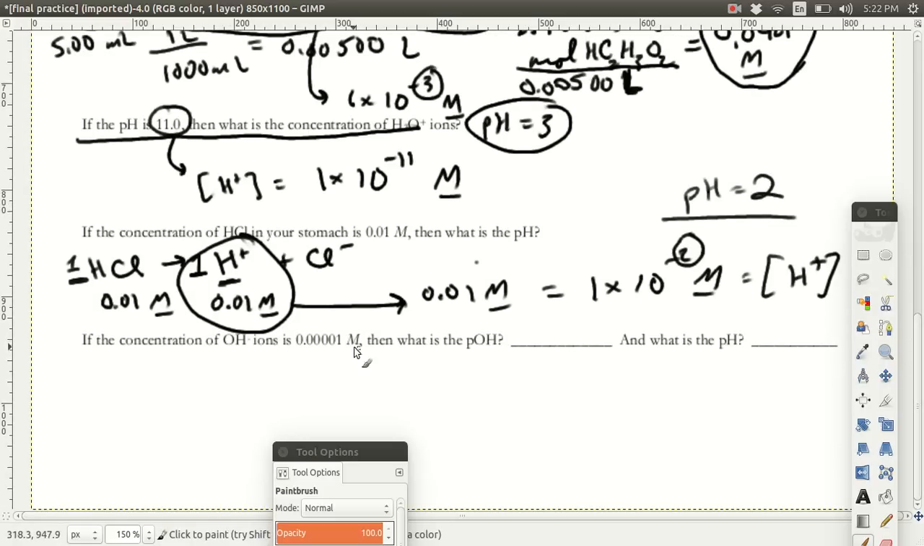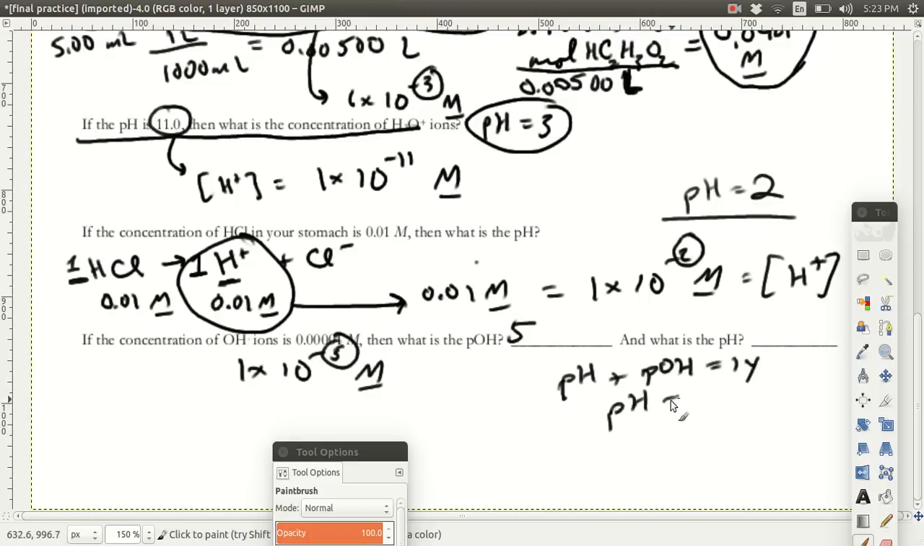OH minus ions. What is this concentration? 1 times 10 to the minus 1, 2, 3, 4, 5. To the minus 5 molar. What is the pOH? The pOH is the power of the OH right there, 5. And what is the pH? Remember that the pH plus the pOH equals 14. So the pH equals 9. I almost said 8 because you're smarter than me. Okay, anyways, pH is 9.